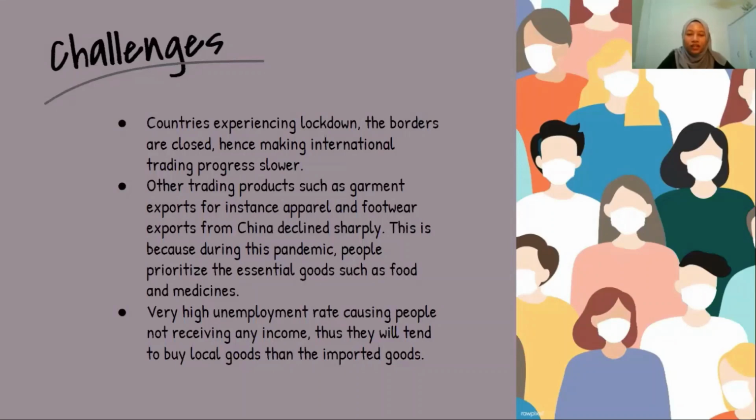Lastly, the very high unemployment rate causes people to not receive any income, thus they will intend to buy local goods rather than imported goods. This is because generally local goods are lower in price than imported goods. Moreover, during this pandemic, people are more supportive towards local businesses to elevate the country's economy.